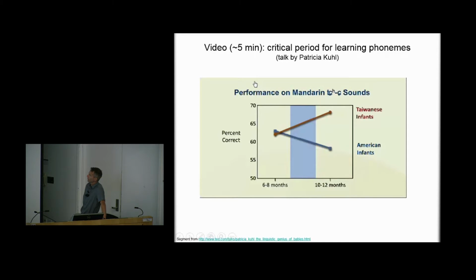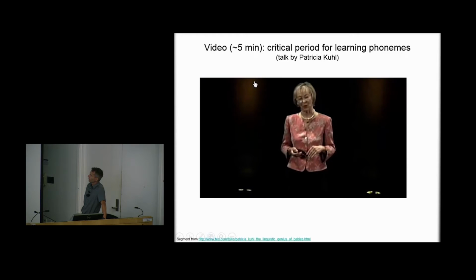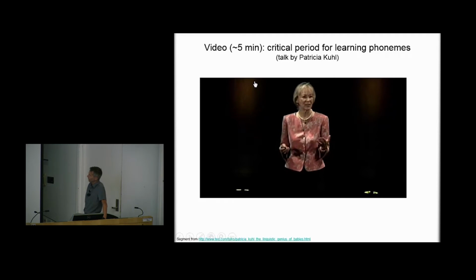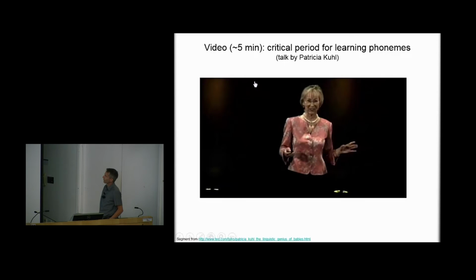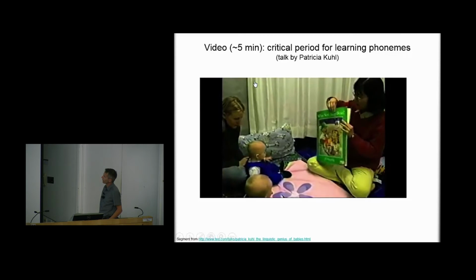2 months later, something incredible happens. But the Taiwanese babies are getting better, not the American babies. What we did was expose American babies during this period to Mandarin. It was like having Mandarin relatives come and visit for a month and move into your house and talk to the babies for 12 sessions. Here's what it looked like in the laboratory.